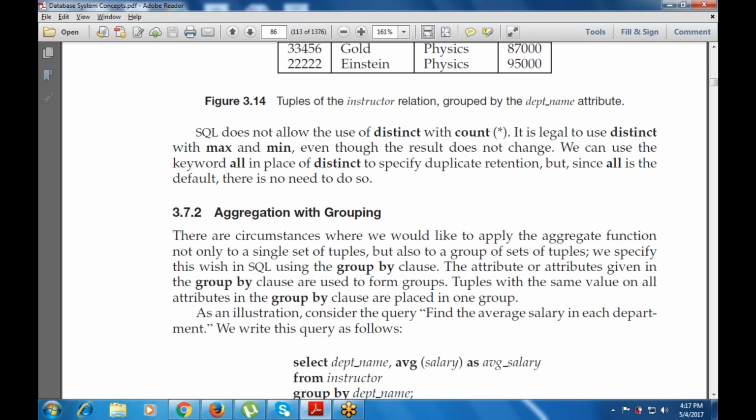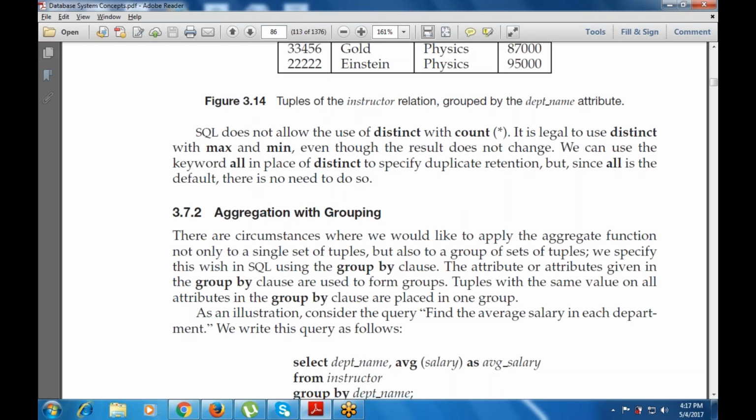So we are taking it department wise. For example, physics has two employees, one is Gold, one is History. So the average salary is calculated by the addition of the two salaries divided by two. On the other hand, computer science has three employees, so it is the addition of the three salaries divided by three.